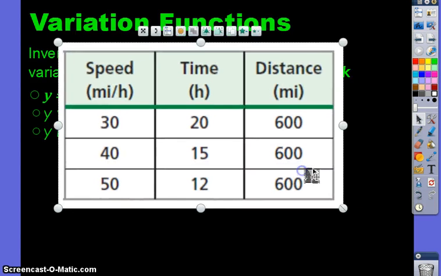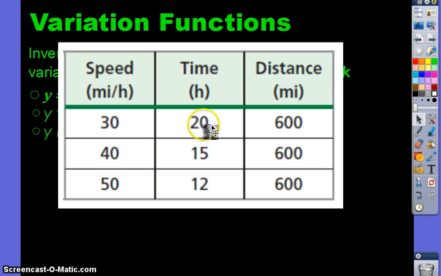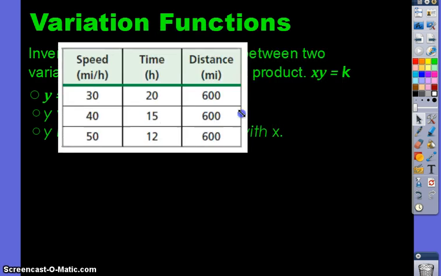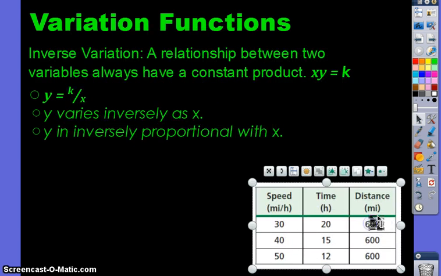If we look at this table, we have time, speed, and distance. You should notice that if we take our speed and multiply it by our time, we get 600. Same thing if we do 40 miles per hour and 15 hours of traveling, we get 600. 50 miles per hour, 12 hours of traveling, we get 600. So we have two variables here, speed and time. They always result in a constant product. So this is an inverse variation situation from the real world.